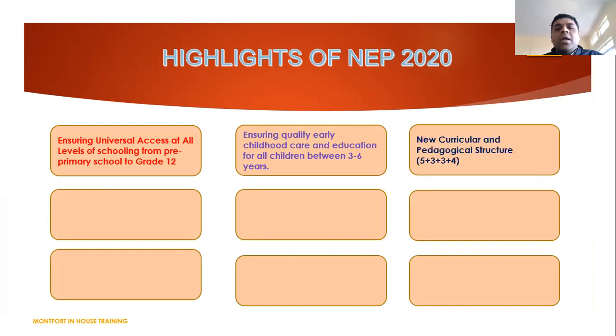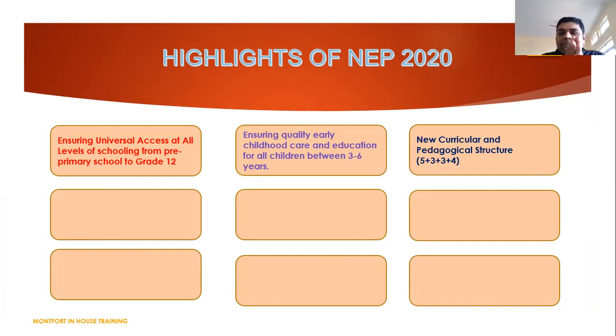Next is the new curricular and pedagogical structure. Earlier it was 10 plus 2, that is 1 to 10, then plus 2. Now it is 5 plus 3 plus 3 plus 4. That means 3-year pre-primary, then grades 1 and 2, so 5 years are complete, then grades 3, 4, 5. That is till 5 completed. Then again 3 years: 6, 7, 8, then 4 years: 9, 10, 11, 12.